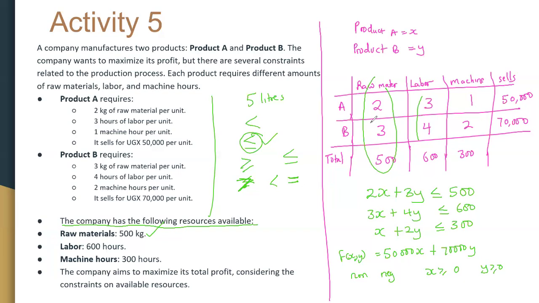Okay, so it is advisable to take product A as X and B as Y. Yes, that's why I said initially that the first thing they start with, let it be your X, and then the second one, let it be your Y. Okay, thank you.